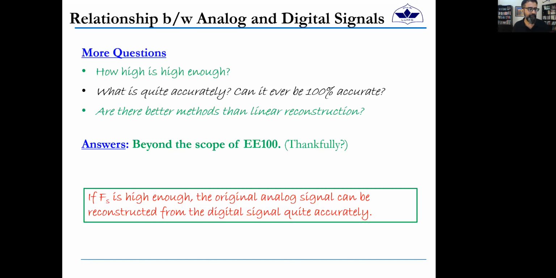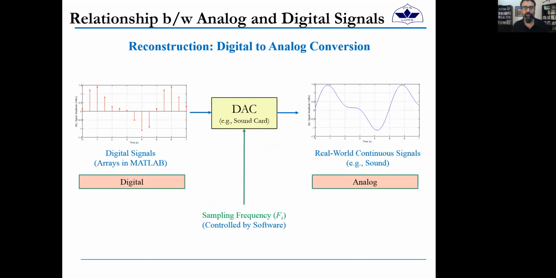So this is digital to analog conversion. What we've actually seen is something called digital to analog conversion. You have digital signals in MATLAB, and if you were to convert them to analog, one of the ways to do it is just a simple linear reconstruction. Just connect the lines.